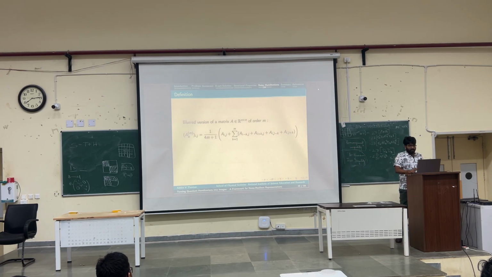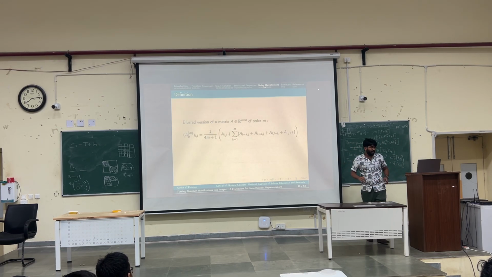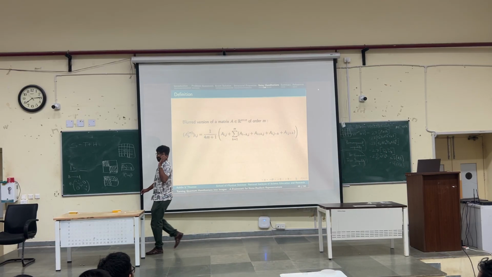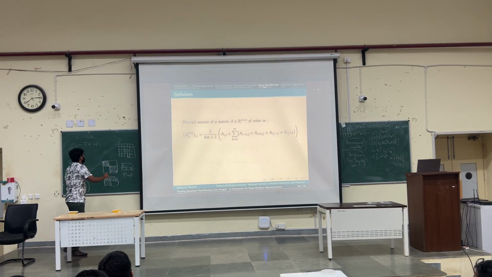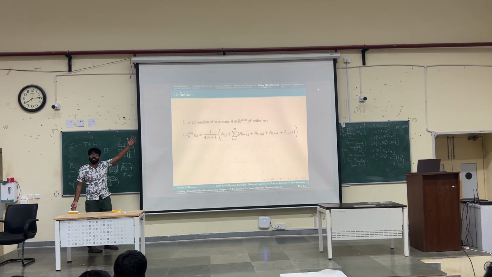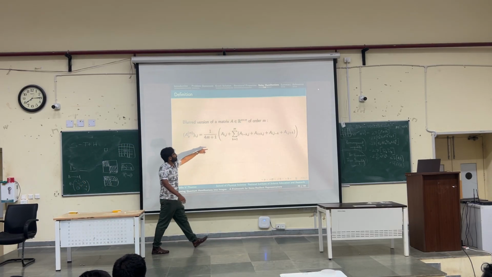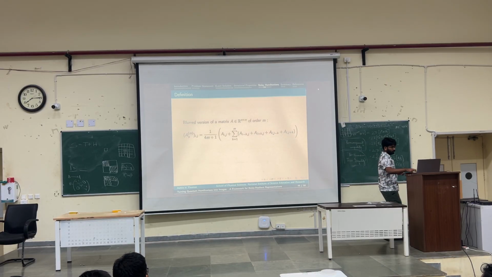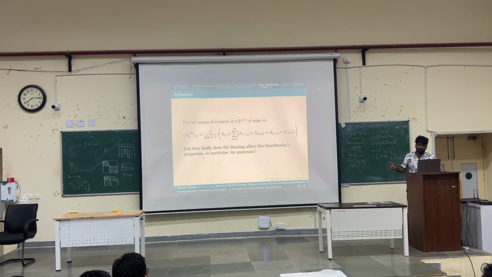Here is how I define blurring. If you are using the first definition of R that I gave you, all you have to do is replace this entry by an average of these entries. You can take any k neighbors, m neighbors that you want, sum over k, and you replace it with the average. So the question is how badly it affects the Hamiltonian's properties.